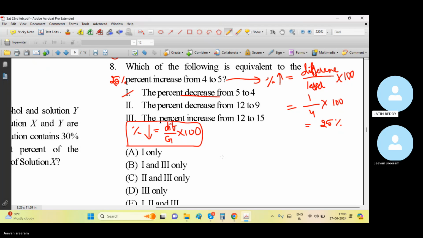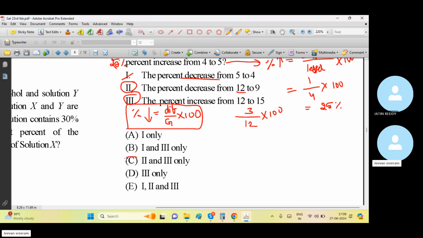3 into 100, 3 divided by 12. Yes sir, so it's 25, option C. Correct. So once again, the difference is 3. This is an increase, no? So lower quantity, the third one. 12. Yes sir. This is a decrease, higher quantity, 12. Where is 25? C. Is it okay? Yes sir.